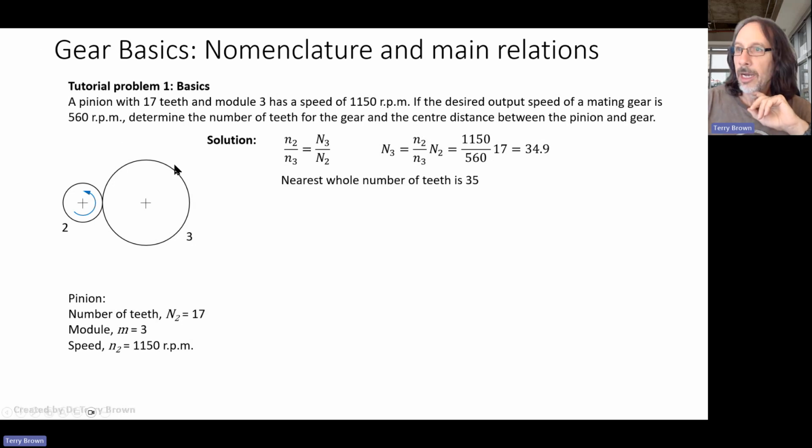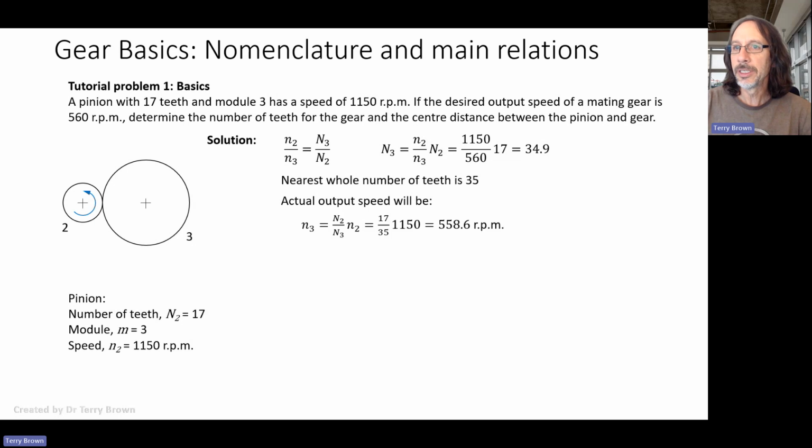So we've just kept it simple here. The nearest whole number of teeth is 35, so we're going to use that. Let's check our actual output speed. Just rearrange this equation here, and we get 558.6 RPM. Pretty close. The next thing we need is the center distance.